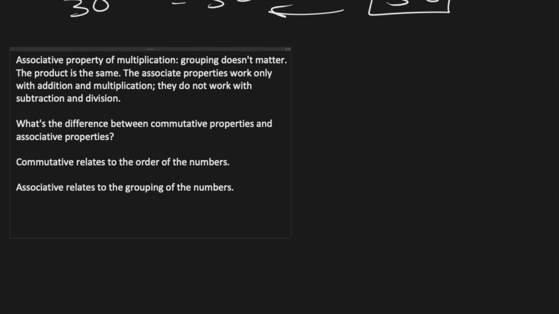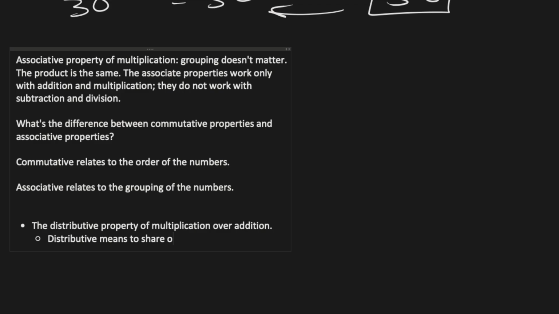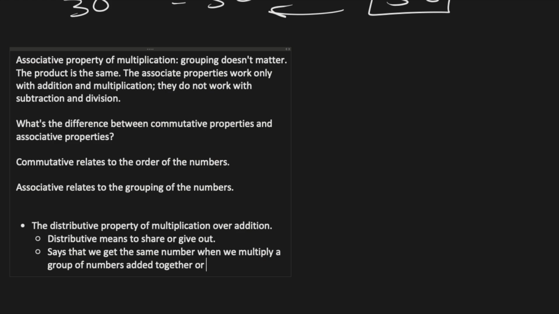Moving on. Now let's look at the distributive property of multiplication over addition. So do me a favor and think distributive means to share or give out. And this law says that we get the same number when we multiply a group of numbers added together, or when we multiply each number separately and then add them. I'll fix that. Sorry. Gotta love that quick correction there.